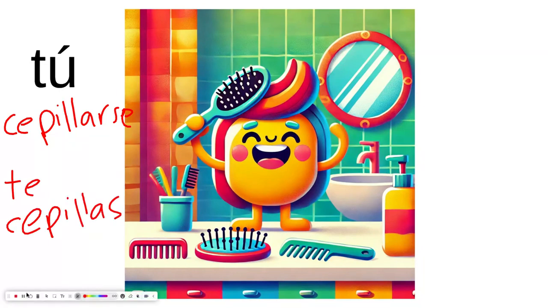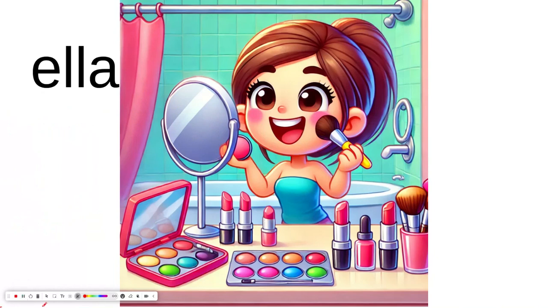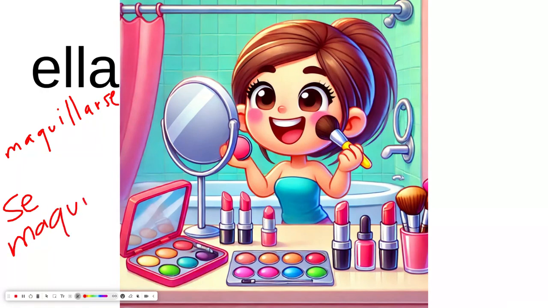All right, so here we have someone putting on makeup. To put on makeup is the verb maquillarse. It's kind of a weird one, huh? Maquillarse. So if I want to say she puts on makeup, I'm going to say se maquilla. Ella se maquilla.